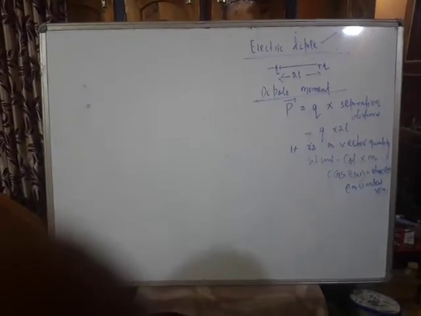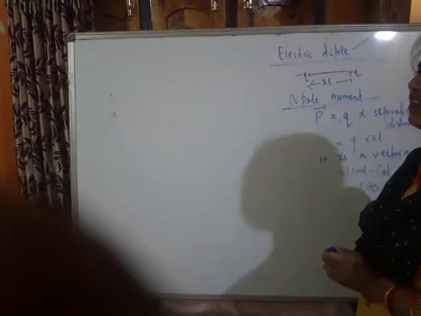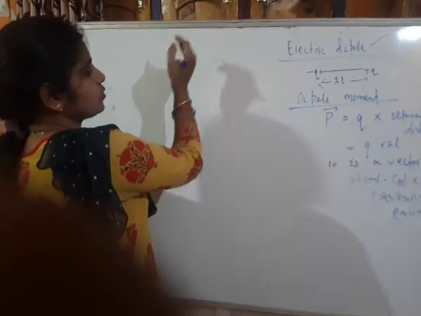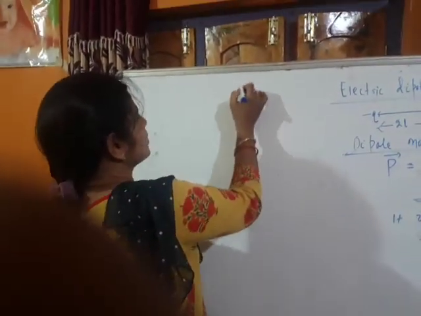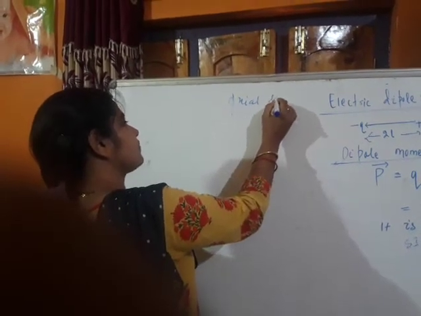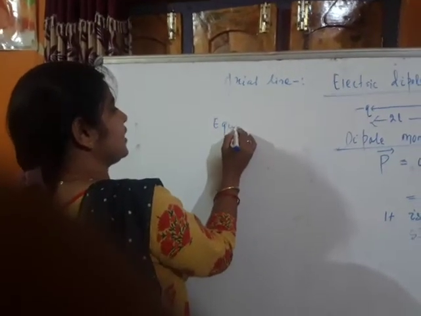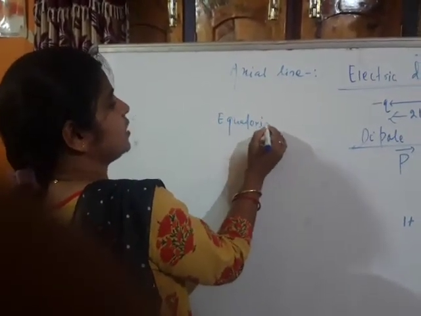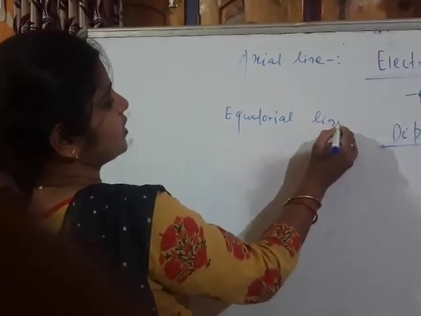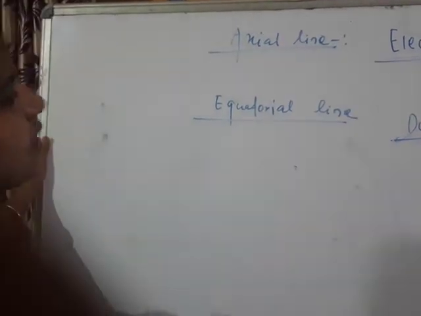And now we have to calculate the electric field intensity due to this dipole at various points, regarding two basic lines, the axial line and the equatorial line. First, we have to know what is this axial line and what is this equatorial line.